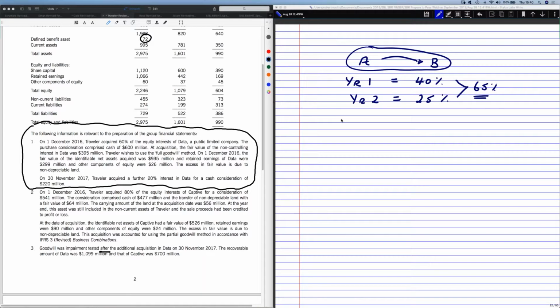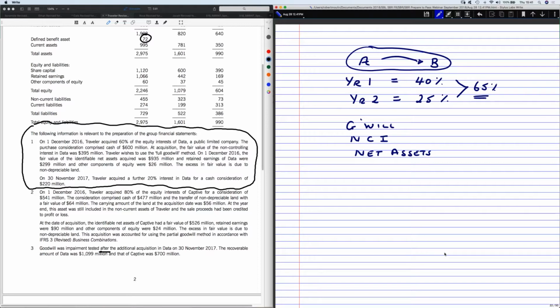What if I said to you this, please? What if I said to you goodwill? What if I said to you NCI? What if I said to you net assets? Would you agree with that? Upon acquisition, this is immediately what is going to be recognized in the group accounts. Three things: the goodwill, the NCI, and the net assets. Do you agree with that? Just give me a quick nod, yes or no. Right, I'm seeing a yes here.